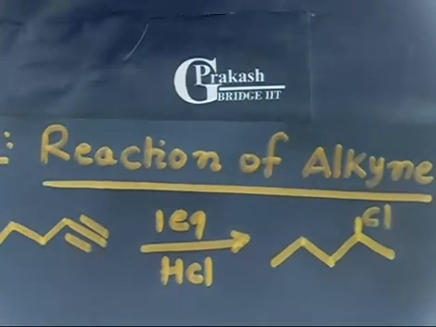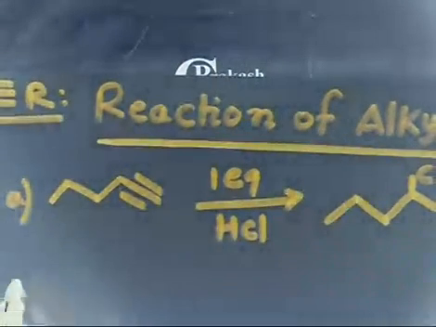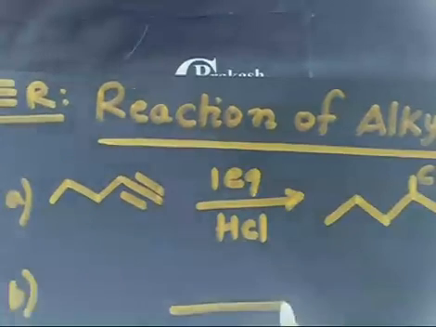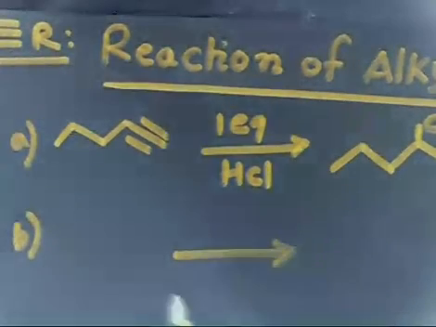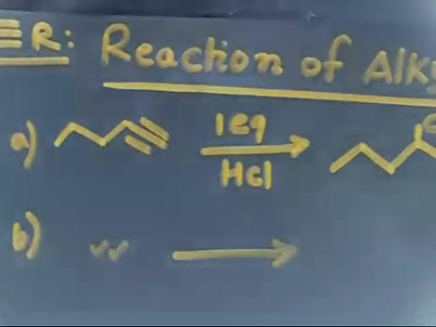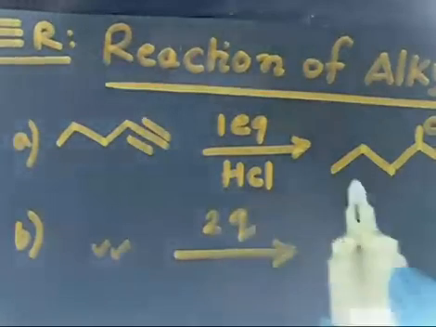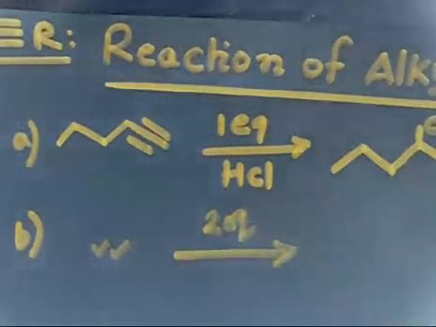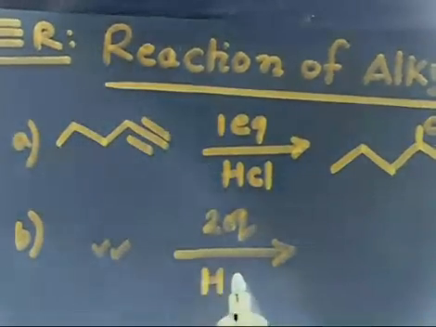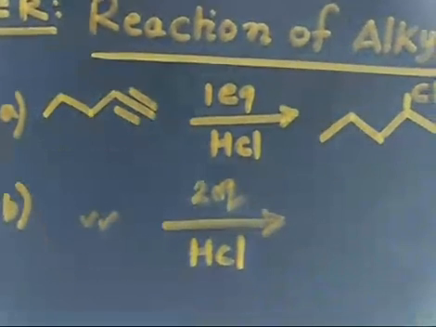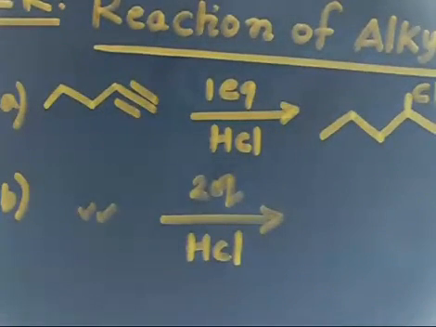Let us discuss part B. So this says the same molecule, I am not writing it again, the same molecule reacts with 2 equivalents of HCl. So this time I am changing, this is 2 equivalents of HCl. What will be the product? So you can write yourself, in this case what will be the product.